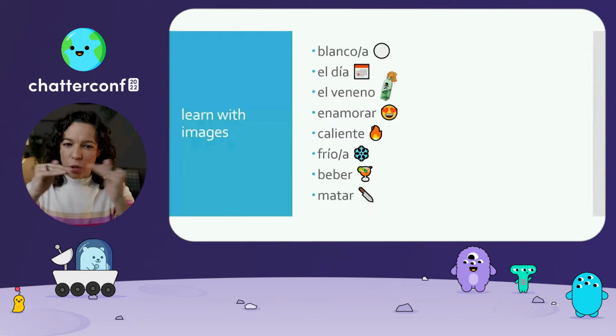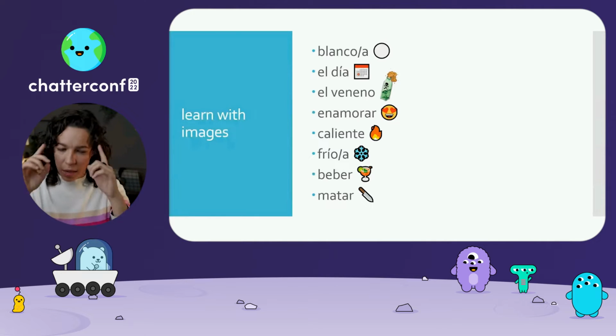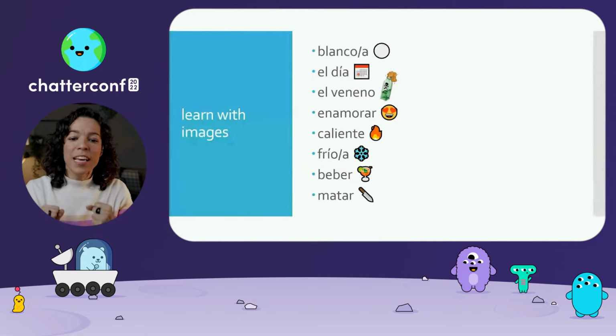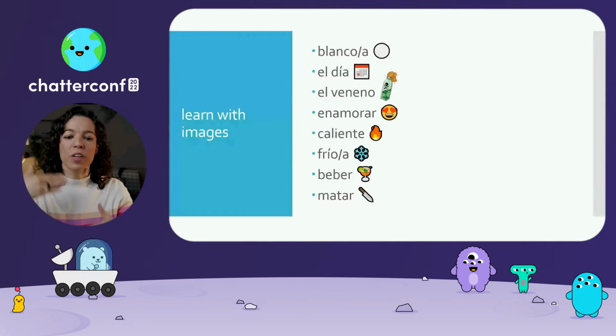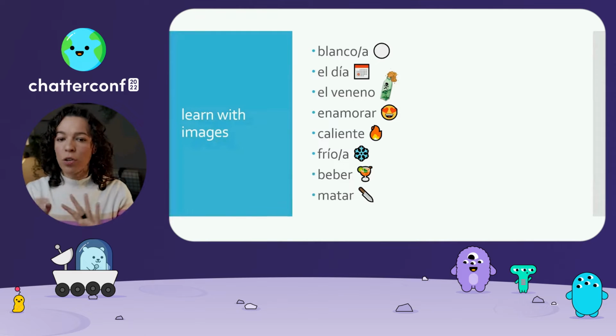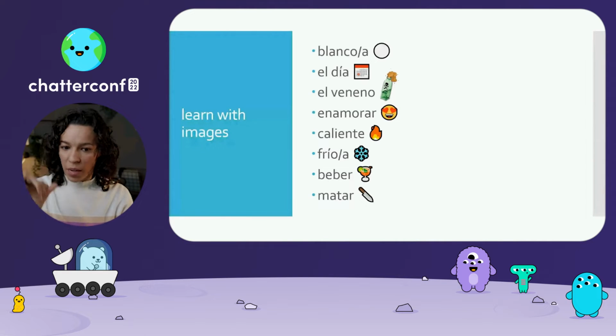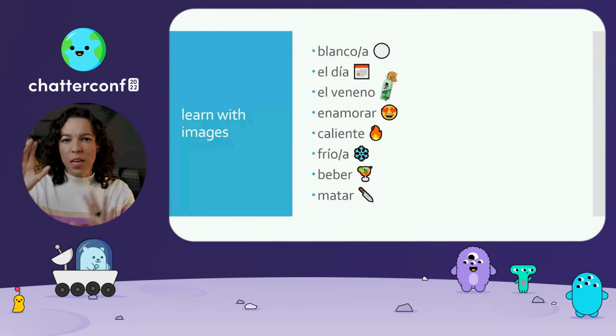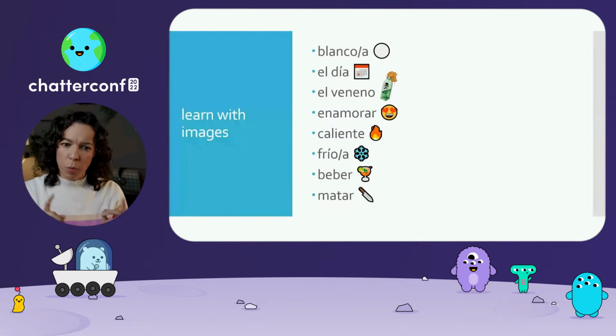So this list maybe is like that for you at the beginning, but if I give you this, you start to associate the images with the words. Blanco, oh, white. Dia, day. Okay, calendar. Okay, dia, day. Veneno, poison. Enamorar, heart eyes, fall in love. And then you associate that. Caliente, hot. I don't mean fire, I mean hot. Frío, cold. Okay. Beber, to drink. Okay. Matar, to kill. Okay. So she said once the words, now I have an image to associate that with. Now it's easier for me to remember that. Blanco, white. Dia, day. Veneno, poison. Enamorar, fall in love. Caliente, hot. Frío, cold. Beber, drink. Matar, kill. So this is a lot.